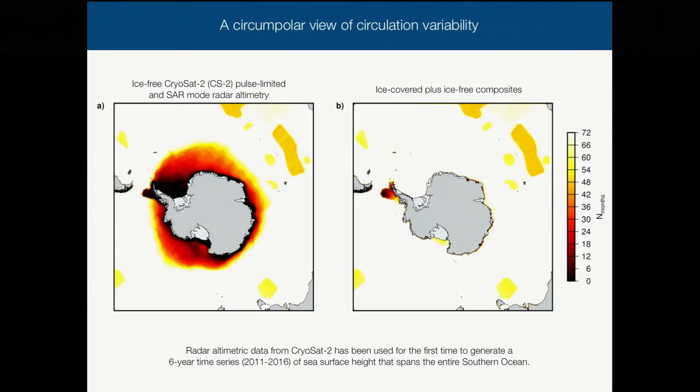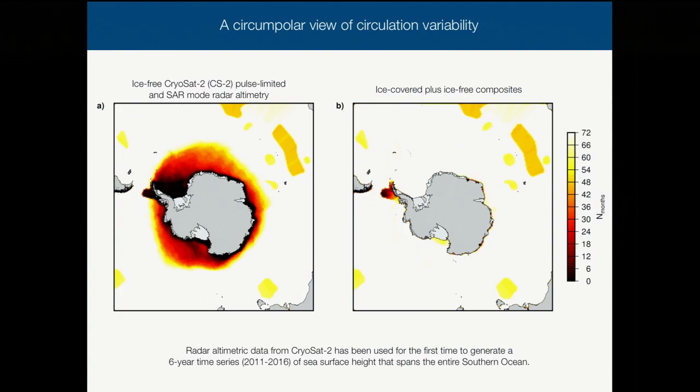If you look at the data we have available before we start looking at recoveries from the leads, you can see obviously we have sea surface height all the way around Antarctica, and we get into the margins. What you're looking at here in color is the number of months where we have returns. We have very, very little data.